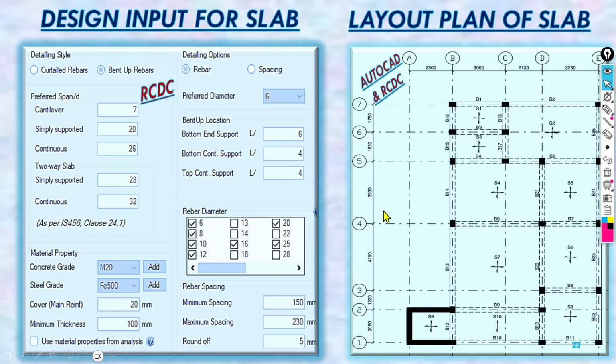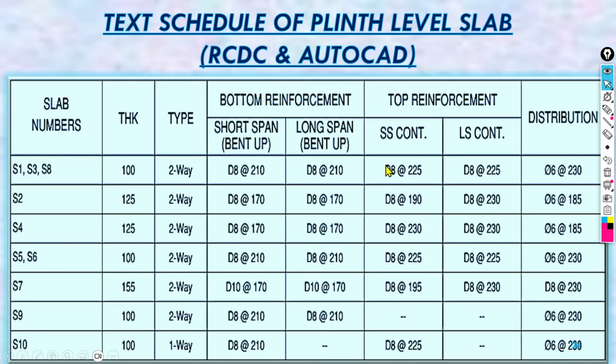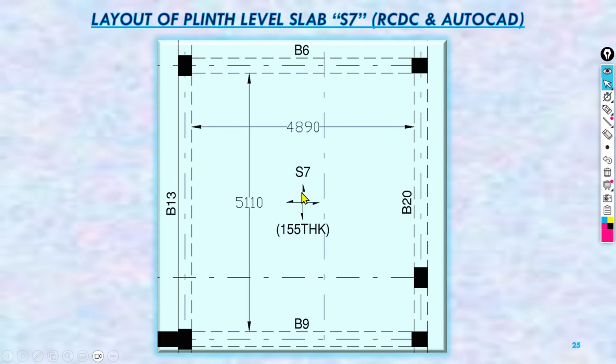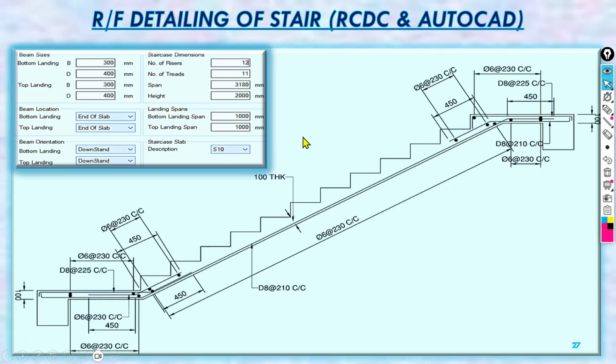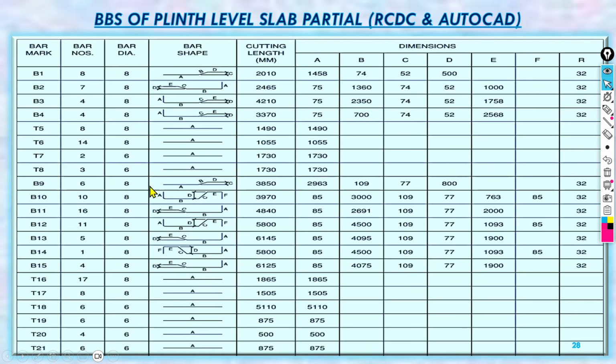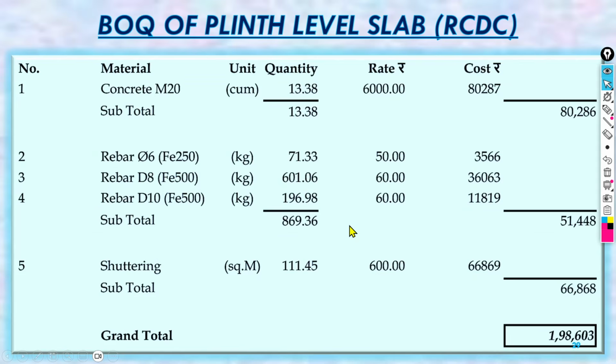Then RCDC we are using for slab input. Then slab marking. Then this is important, this is important to show the client. Then slab reinforcement, cross section, and other things. Reinforcement detailing, staircase, we had gone through all these things. The detailing of the BBS of plinth level slab, bar bending schedule, then bill of quantity.